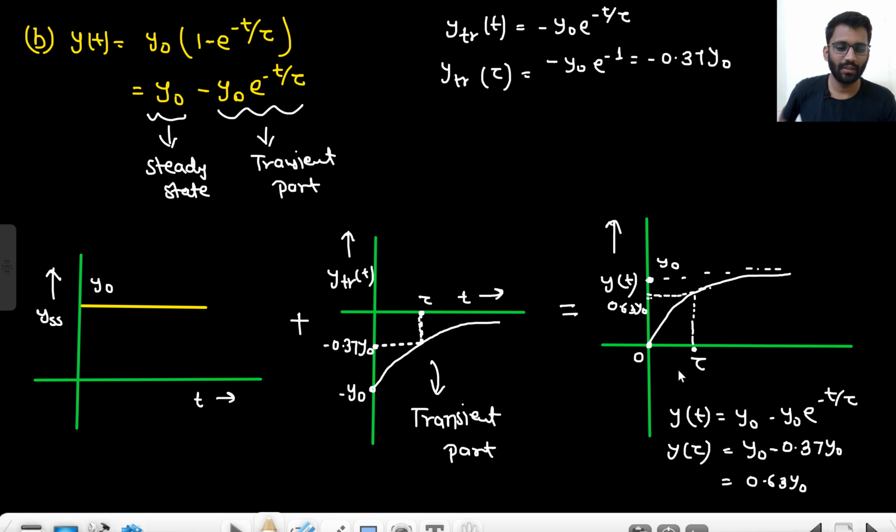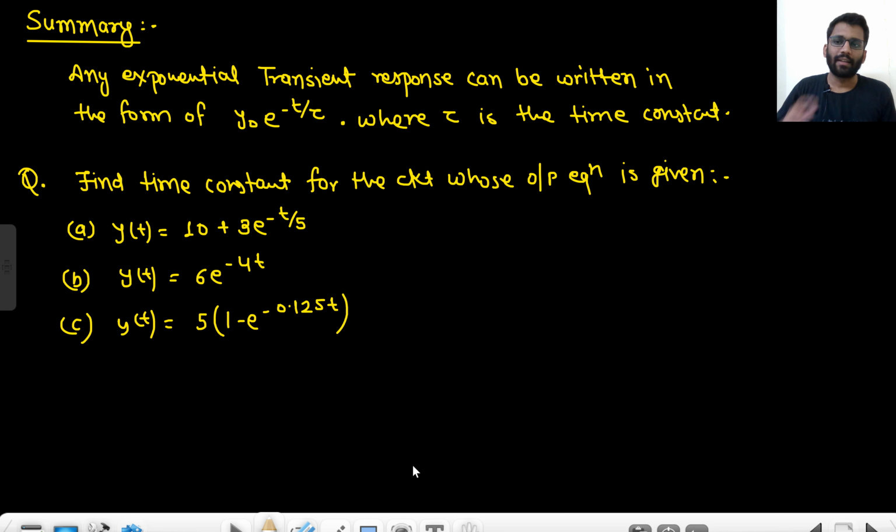Okay, well and good. You don't need to do this much analysis if they ask you what is the time constant of the circuit. So how will you find it? Any exponential transient response can be written in the form of y naught into e to the power minus t upon tau, where tau is your time constant. So tell me, what is the time constant of this circuit? Forget the steady state part. This is the steady state part, forget it. This is the transient part, e to the power minus t upon tau. This is the time constant.